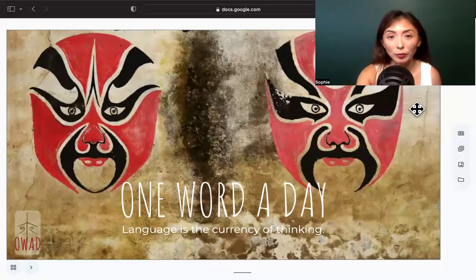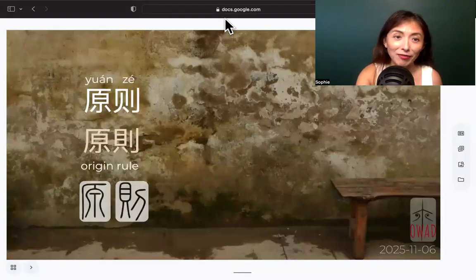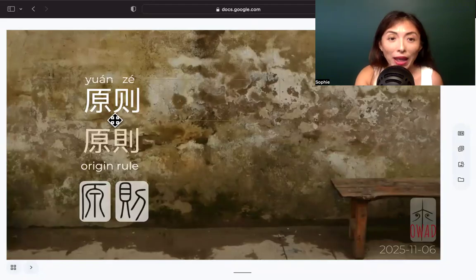Let's continue exploring ocean/industrial age concepts that were first translated by Japanese scholars and that Chinese conveniently inherited. Okay, 原则 is today's concept.